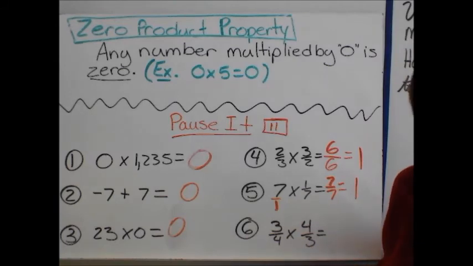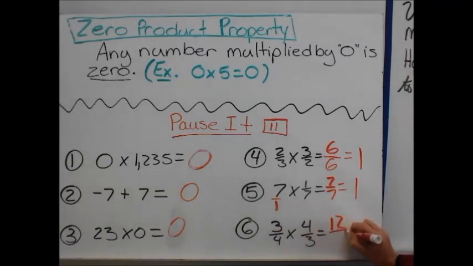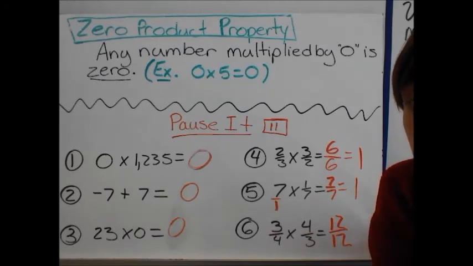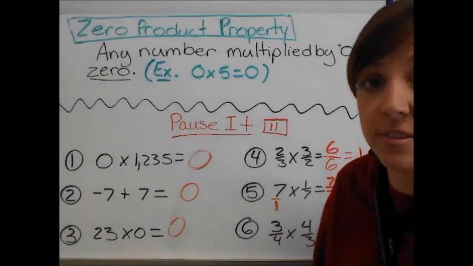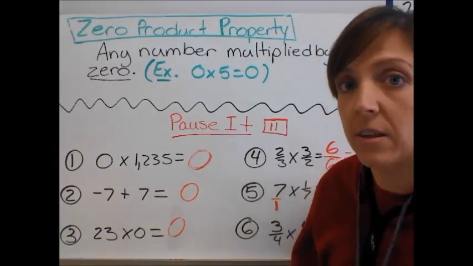Number 6, 3/4 times 4/3. Again, I'm going to multiply my numerators and denominators, and I get 12. 12/12. 12/12 is 12 divided by 12, which is just 1. And this one also is multiplicative inverse.